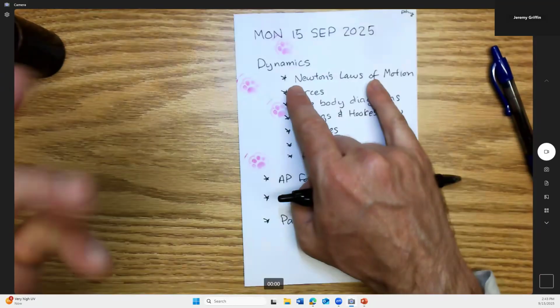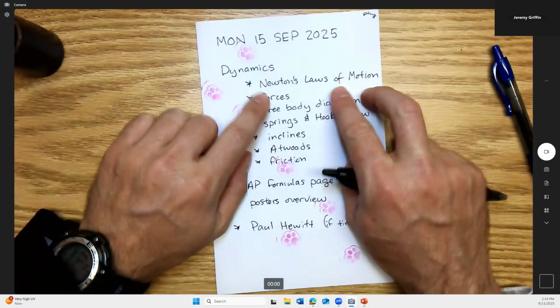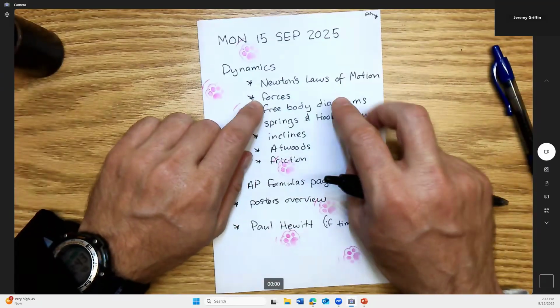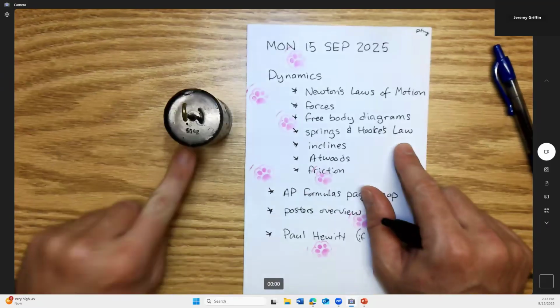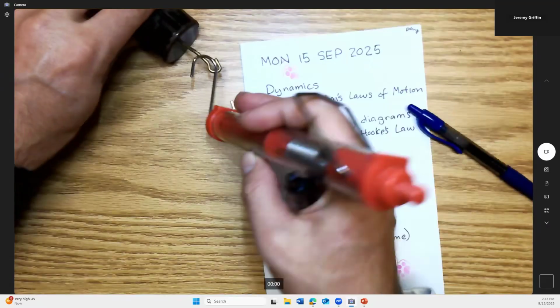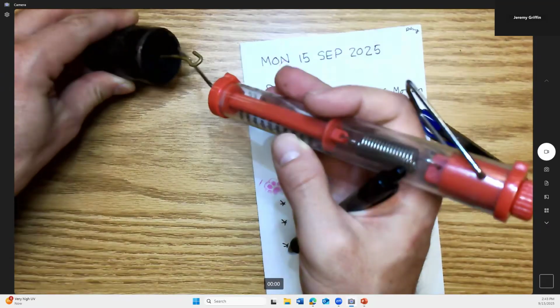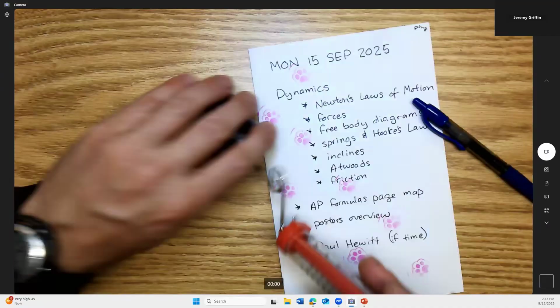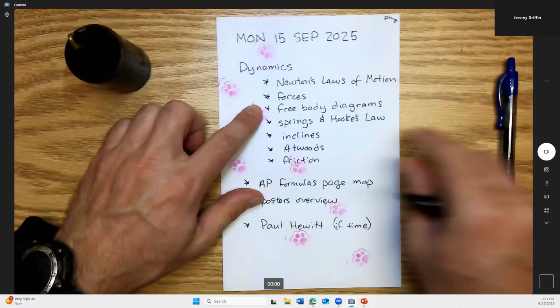All right, so here are some of the main topics. We got Newton's laws of motion. We're going to be talking about forces. Now, a force is just a push or pull. If I push on something, if I pull on something, or if I hook this with a spring scale and start pulling, there's some kind of force involved in that.